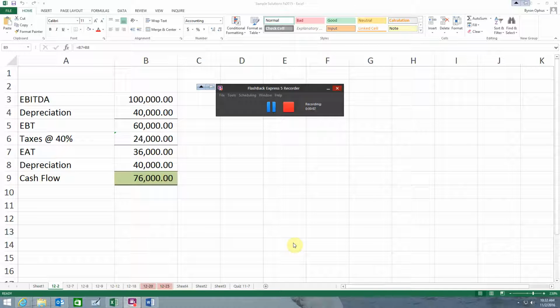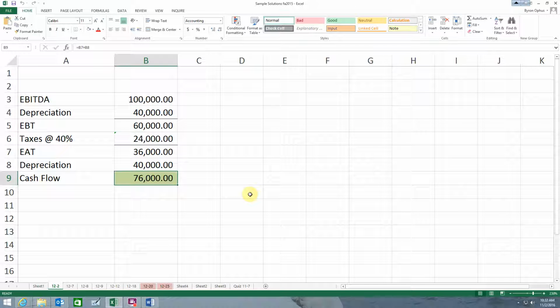12-1, and I've done 12-2, which is pretty much identical. So what we're doing here is talking about the impact of depreciation on cash flow versus taxes, which is a big deal, because we often say depreciation is a non-cash expense. It's nonetheless an expense, but it doesn't affect cash flow. We often say we add that back in, which is kind of what we're going to do here.